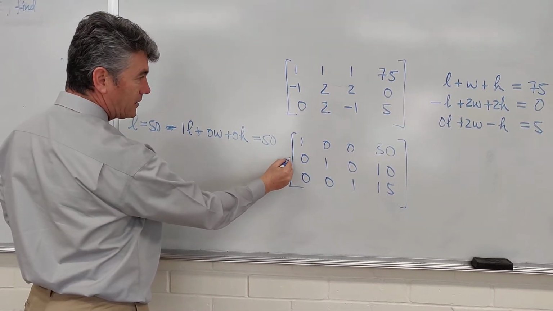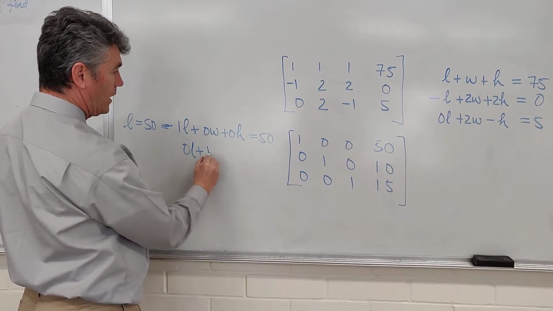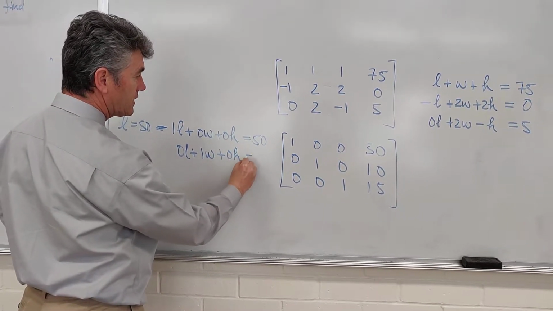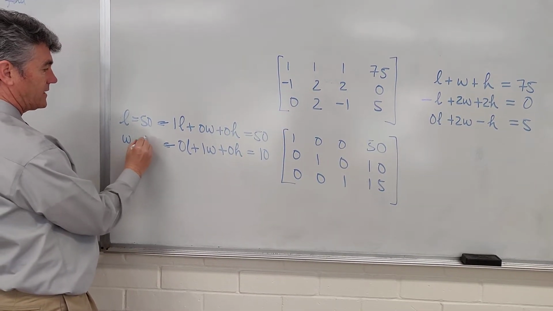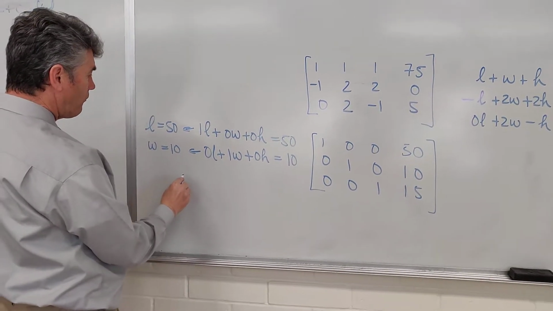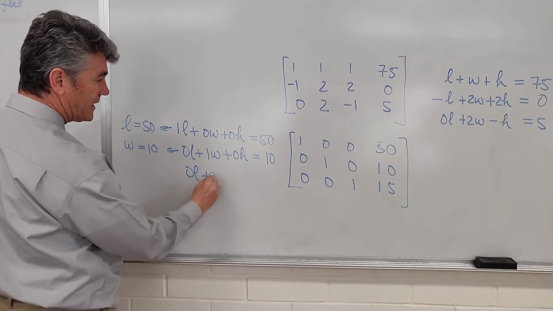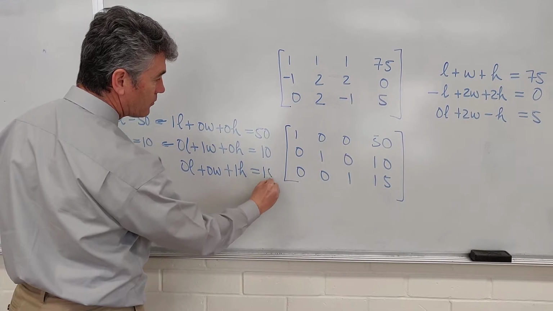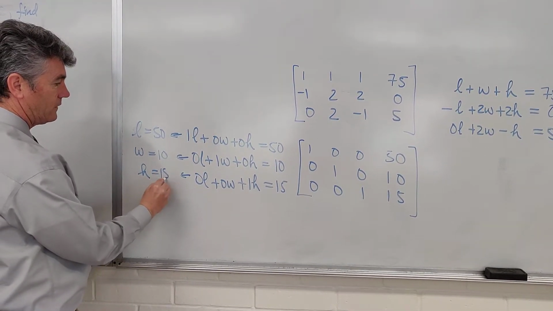Then what does the second equation mean? 0L plus 1W plus 0H is equal to 10. That actually means W is 10. And finally, for the last one, we have 0L plus 0W plus 1H is equal to 15, or just H is equal to 15.